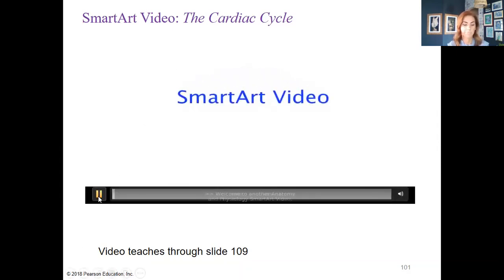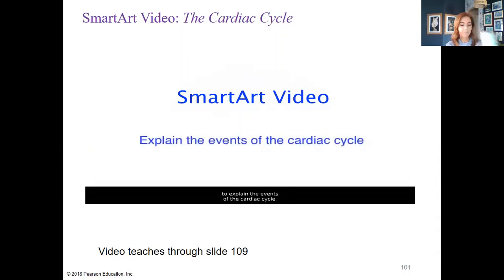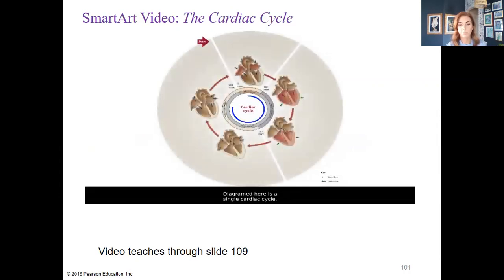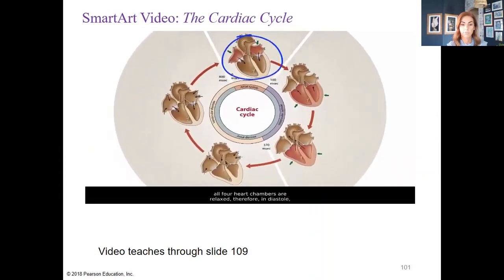Welcome to another Anatomy and Physiology Smart Art video, where we guide you through an important piece of art. After watching this video, you should be able to explain the events of the cardiac cycle. Diagrammed here is a single cardiac cycle, which lasts about 800 milliseconds, or 0.8 of a second. Let's begin here at the red arrow labeled start. In this first image of the heart, all 4 heart chambers are relaxed, therefore in diastole, and partially filled with blood.